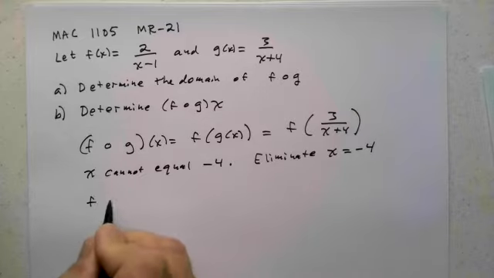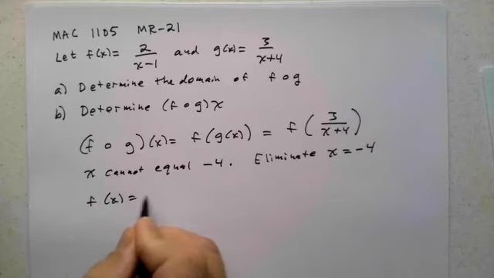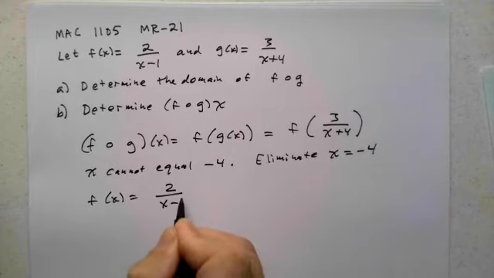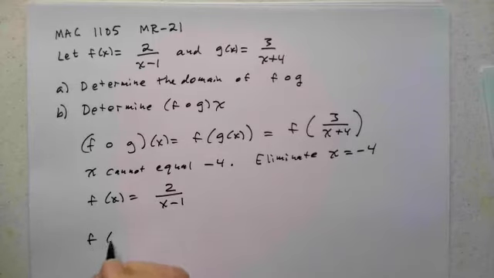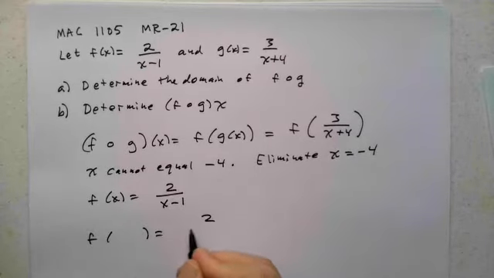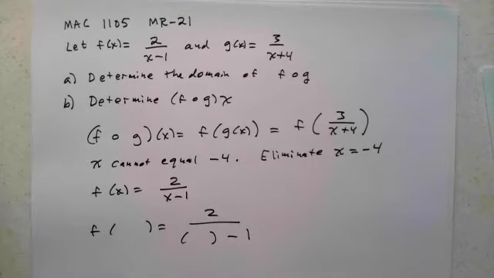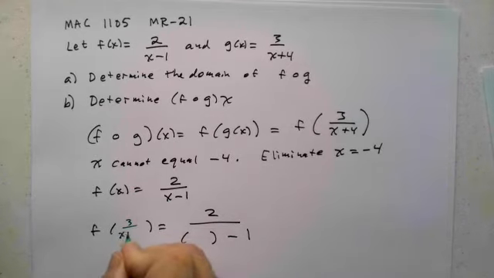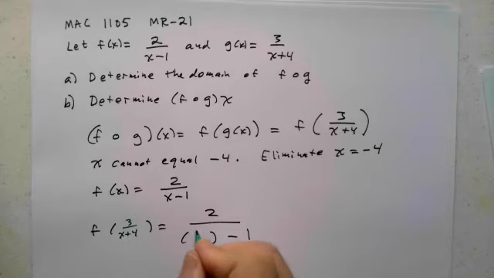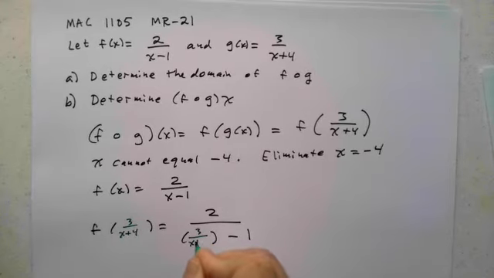Now f of something, right, f of x is 2 over x minus 1. So f of something is 2 over something minus 1. And our something this time is 3 over x plus 4. So we've got f of 3 over x plus 4 is 2 over 3 over x plus 4 minus 1. Now this isn't wrong, it's just not finished. So let's go ahead and work on that.